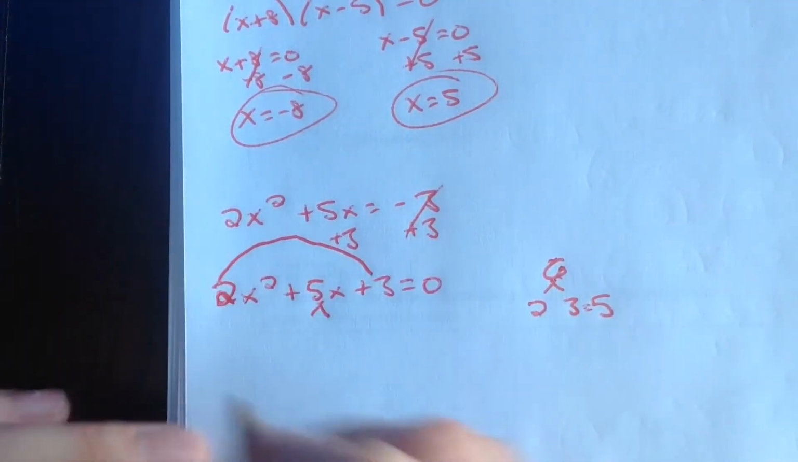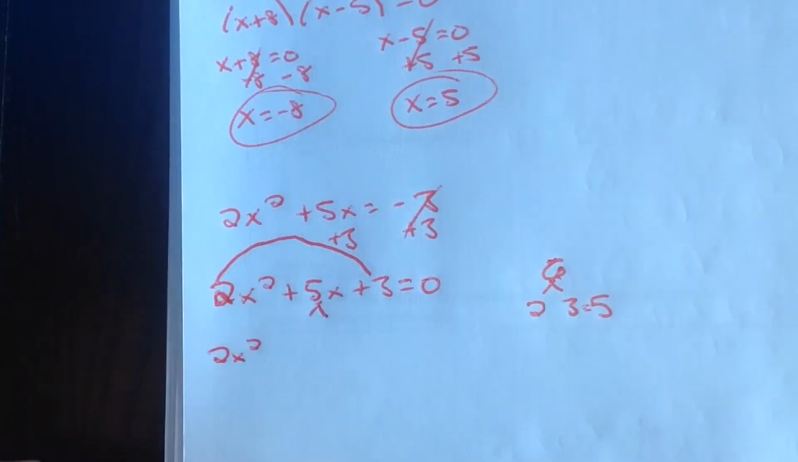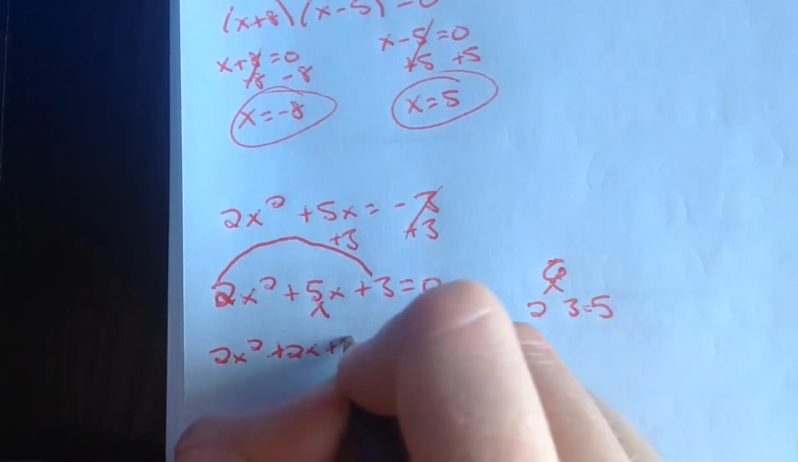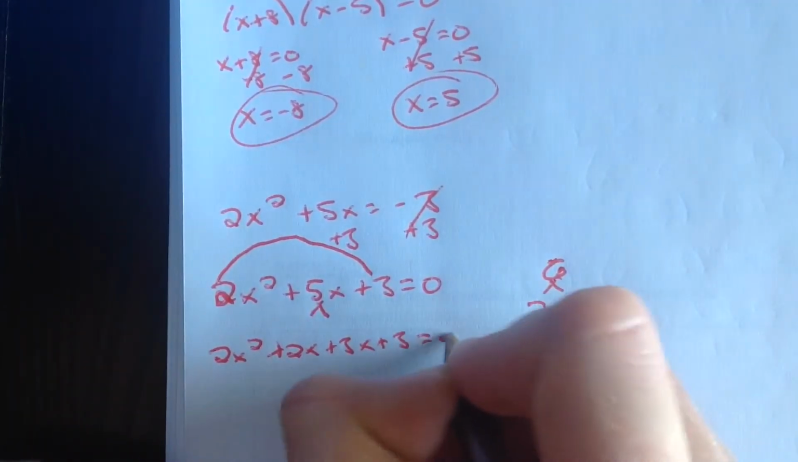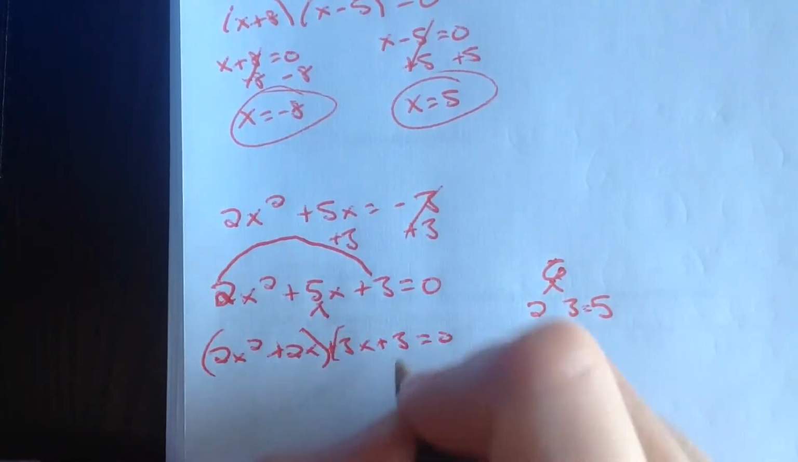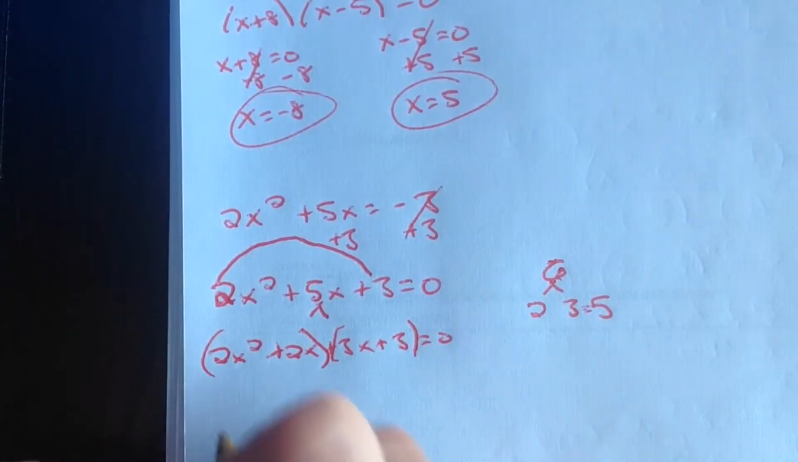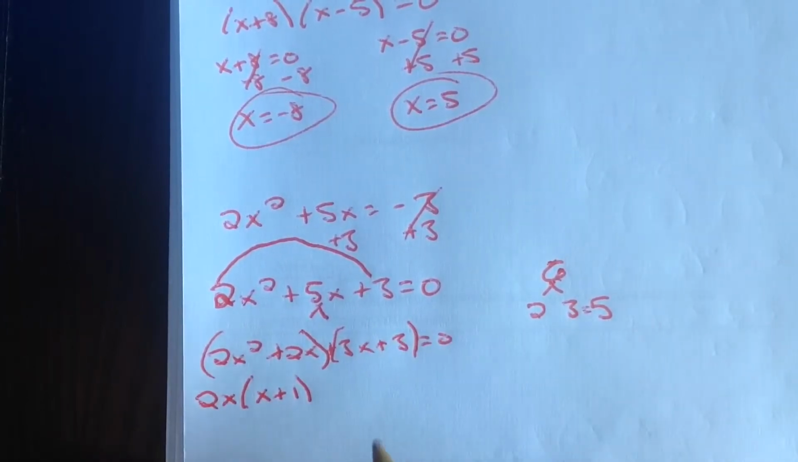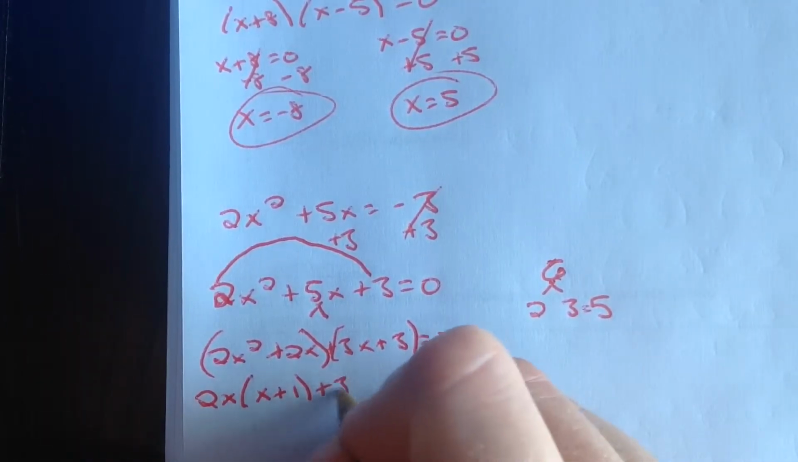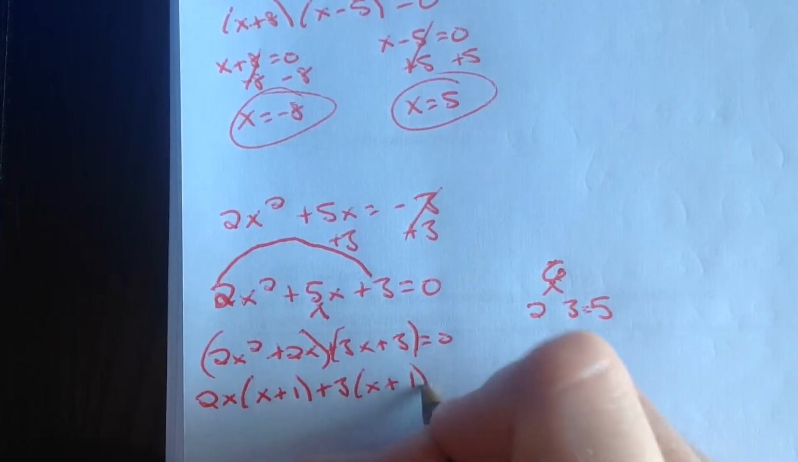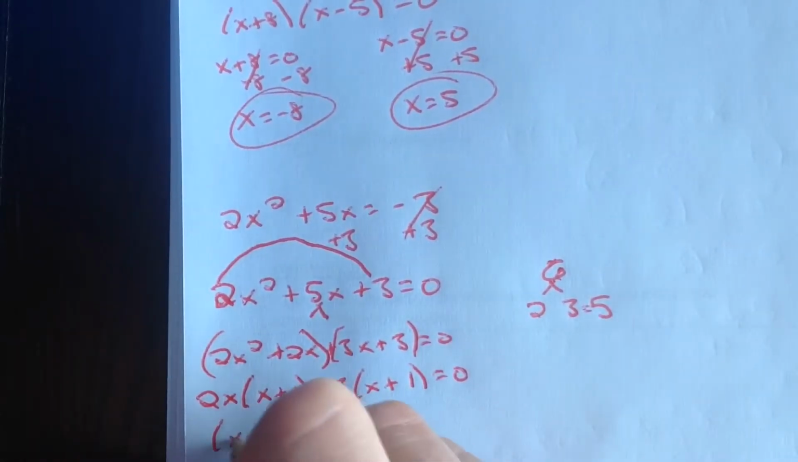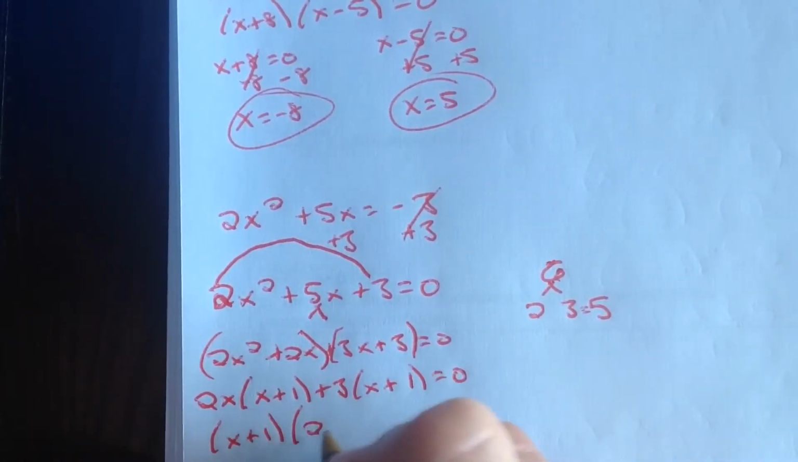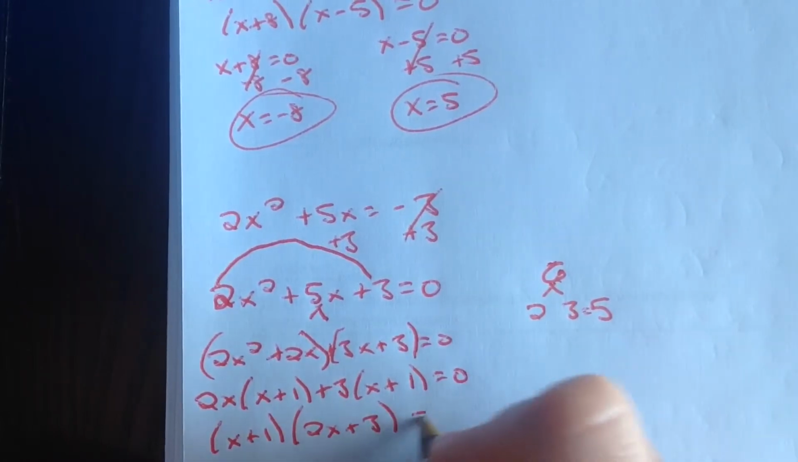So we're going to put 2 and 3 in for that 5x. So 2x squared plus 2x plus 3x plus 3. Group the first 2, group the second 2. 2x can come out of that first 2, so I'm left with x plus 1. 3 can come out of that second 2, so I'm left with x plus 1 again. So x plus 1 is my first term, 2x plus 3 is my second term.